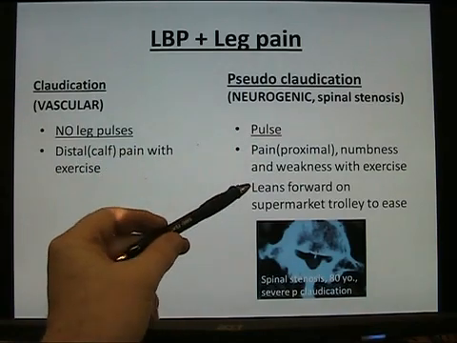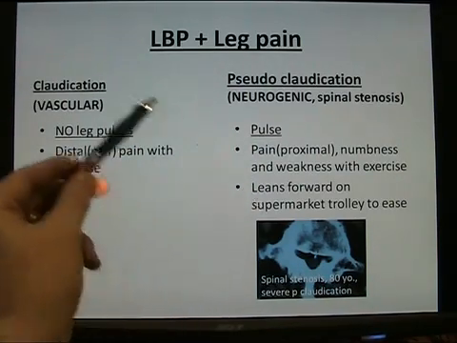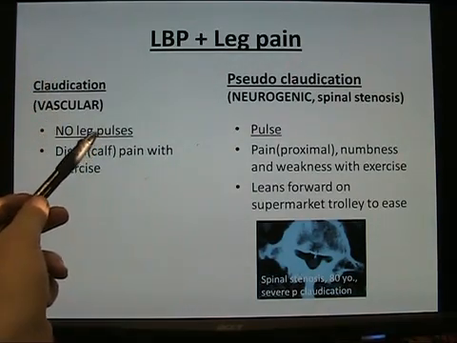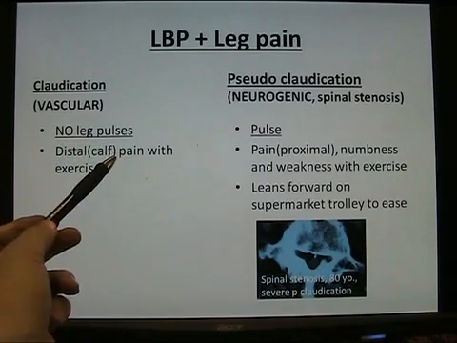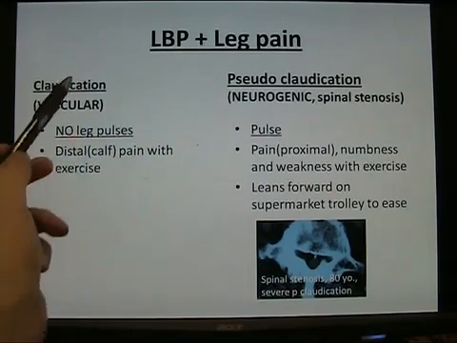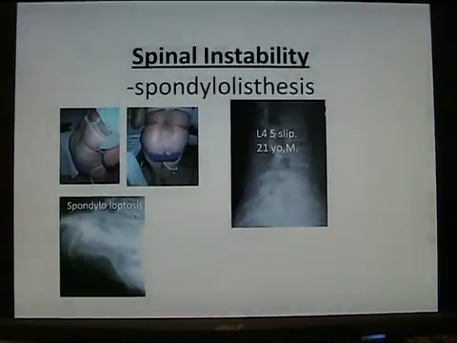You see these patients leaning forward on the supermarket trolley to ease it in the supermarket, whereas in a vascular one, no leg pulses because the arteries are diseased. The pain is distal and it's worse, or heavy pressure in the calf with exercise. Remember to distinguish the two. Basically the pulses. Spinal instability.